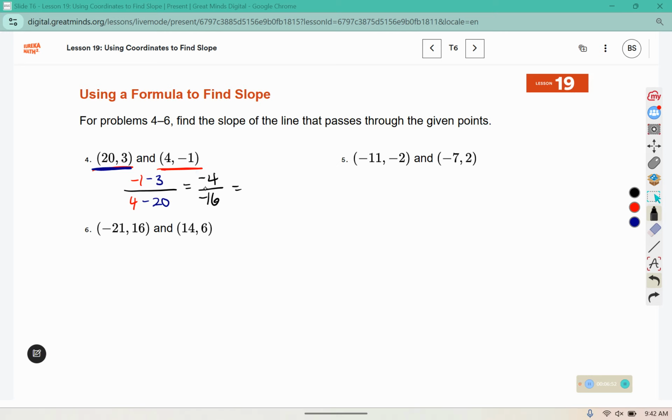A negative divided by a negative gives us a positive, so that could be 4/16. Or we can reduce that. 4 fits into 4 one time, and into 16 4 times.